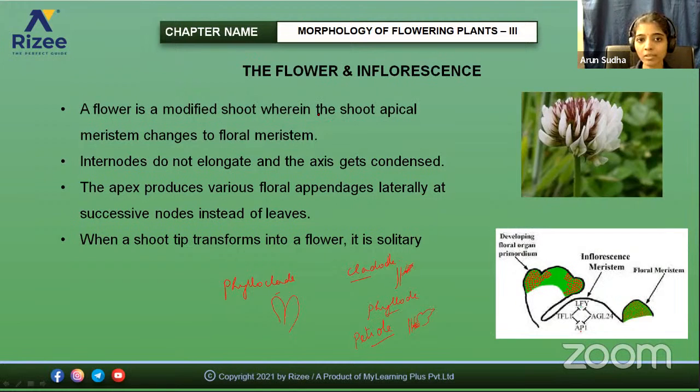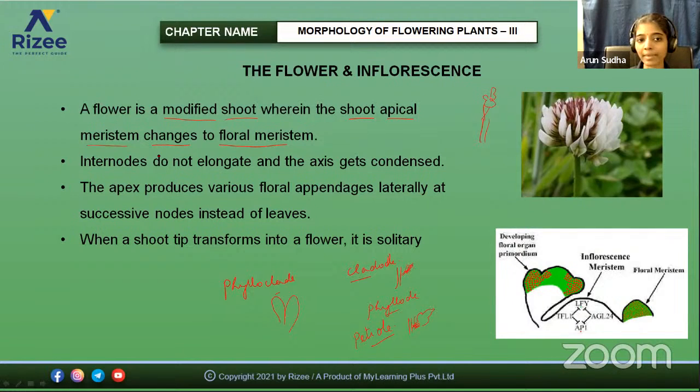Clear, right? So now we'll see about the inflorescence. So what is an inflorescence? A flower is a modified shoot. So we saw the full structure of a leaf and flower. So what is a flower actually? It is a modified shoot. So there is a stem, and from the stem there arises a flower. So it is nothing but a modified shoot, wherein the shoot apical meristem changes into floral meristem. So from the shoot, it forms the floral meristem.